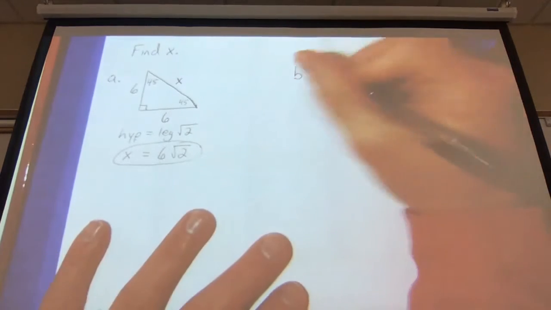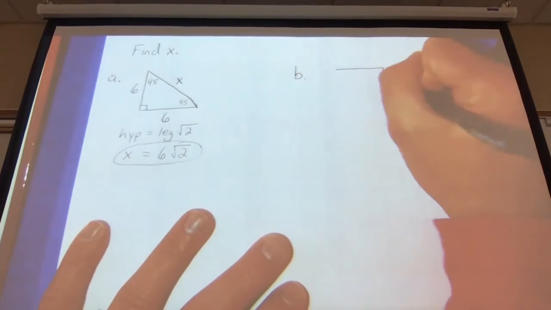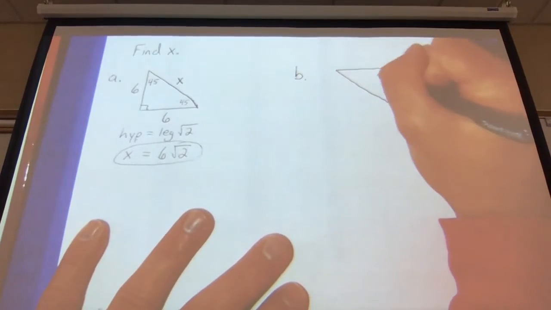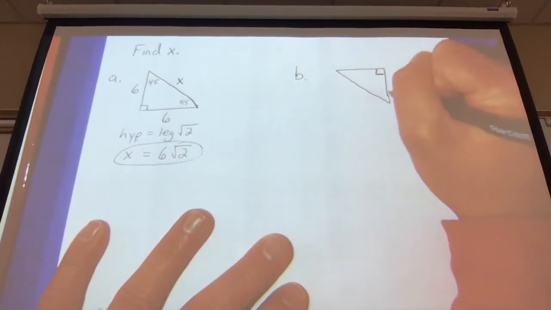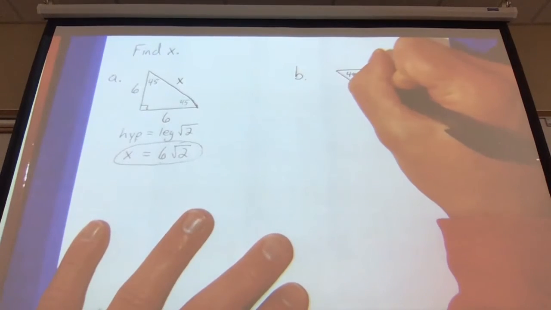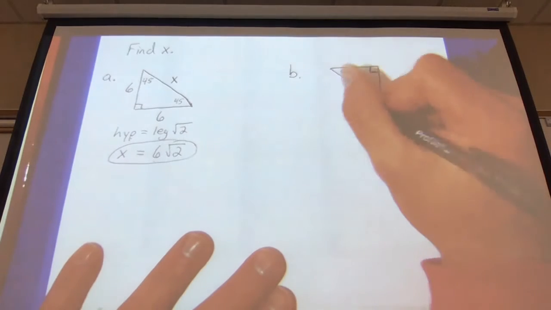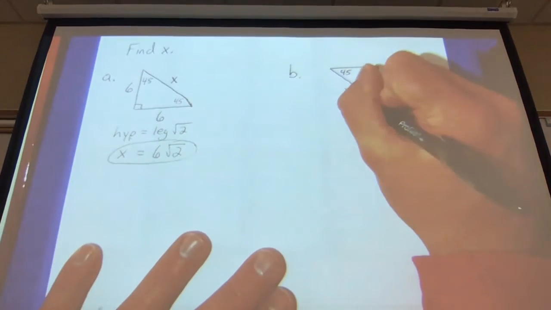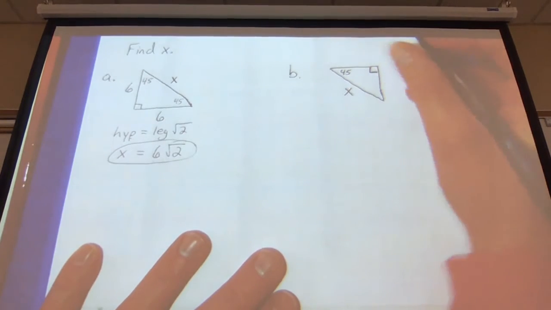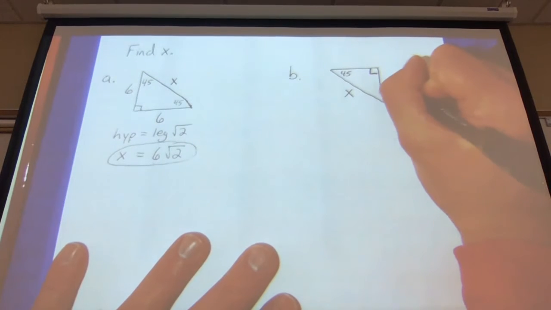Let's try another one of those. We're going to turn our triangle upside down. The right angle's up in the upper right corner this time. They give us a 45-degree angle, so that tells us we have a 45, 45, 90 degree triangle. They want us to find X, which is the hypotenuse. This time they're just going to give us one leg, which is 7.